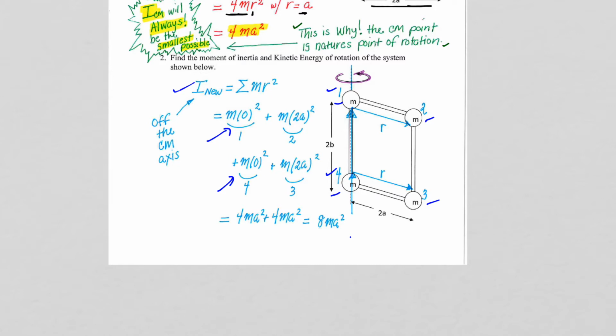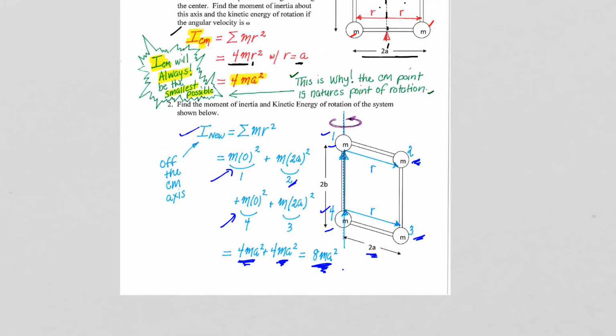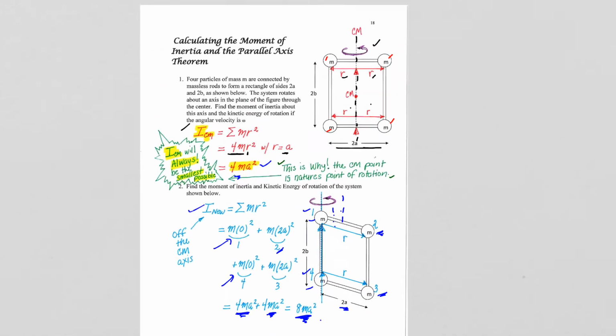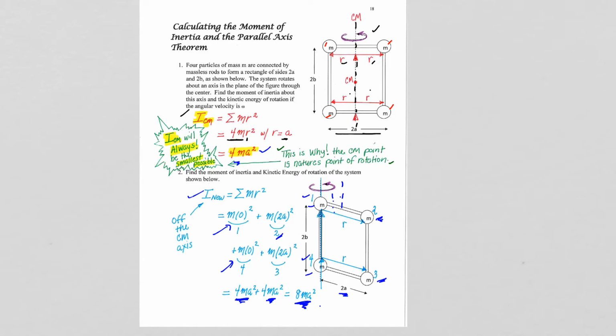The r distance, axis for the rotation, is now 2a for particles 2 and 3. So we have m 2a squared, so we get m 4a squared from particle 2, m 4a squared from particle 3, and now notice that the rotational inertia about this axis is 8ma squared, double what we had up here for the moment of inertia around the center of mass. And whether we moved it all the way to the left or just a little bit to the left, even a smidge to the left, it would be greater than 4ma squared. So we always have the smallest moment of inertia about the center of mass point.